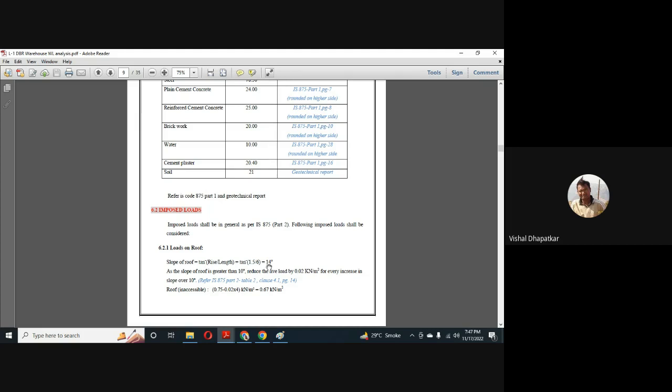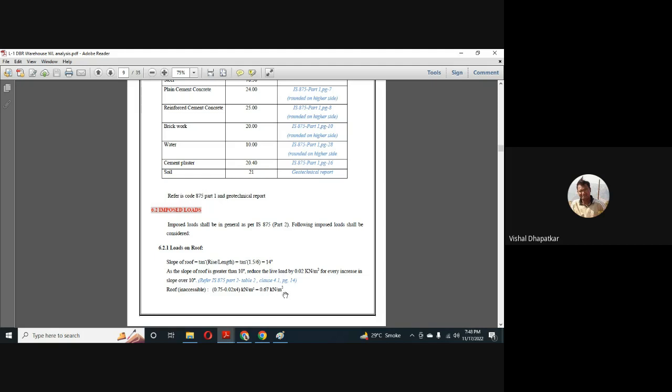So in our design example, our slope is 14 degrees, so it is 4 degrees more than the 10. What we are saying is that as the slope of the roof is greater than 10 degrees, reduce the live load by 0.02 kilonewton per meter square for every increase in the slope over 10 degrees. So over 10 degrees, there is 4 degrees extra slope, and for that 4 degrees we have to reduce this live load. So 0.75 minus 0.02 into 4, where 4 stands for this difference in degrees. So the actual live load will be 0.67 kilonewton per meter square.